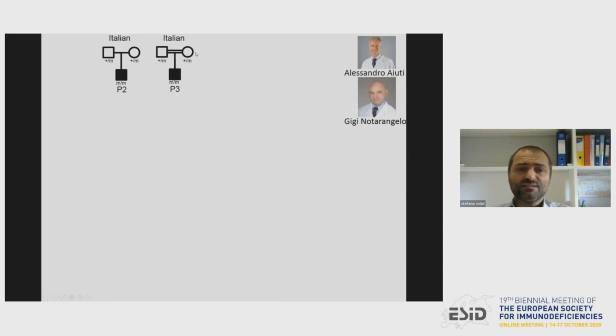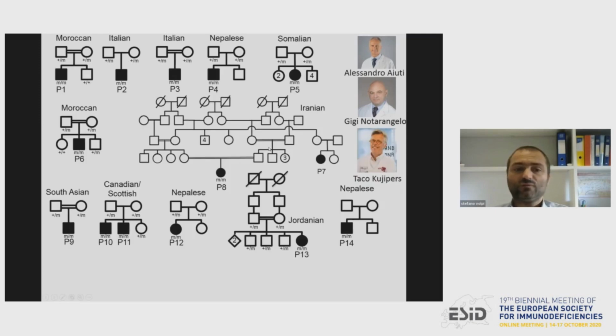We sent the DNA of the more inflammatory one to Gigi Notarangelo in Boston at that time, and I forgot to tell that the parents of this patient were consanguineous, so it was highly likely that it was a recessive defect. And the other patient was analyzed by Alessandro Aiuti's group in Milan, with a targeted panel of known and not yet described genes linked to immunodeficiency.